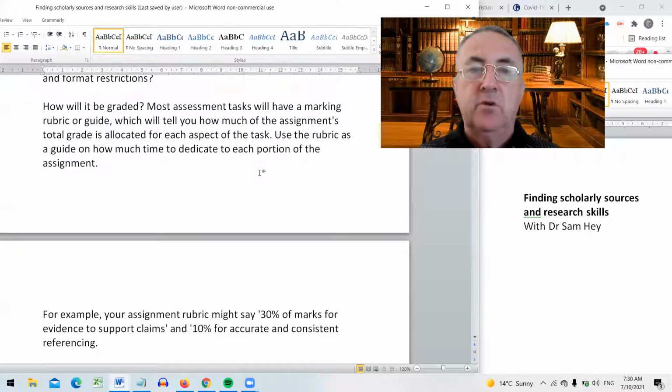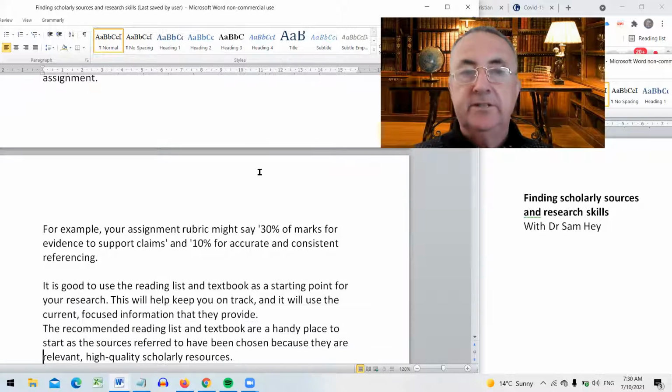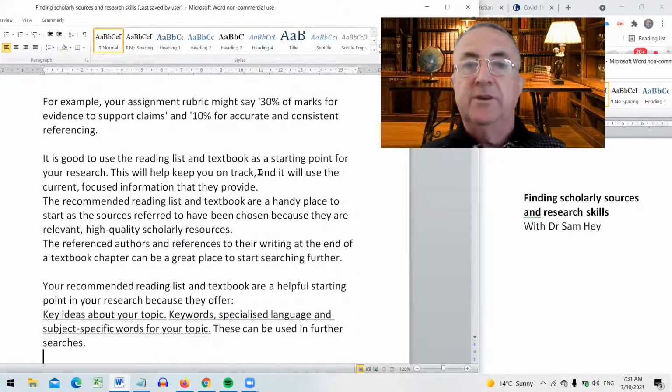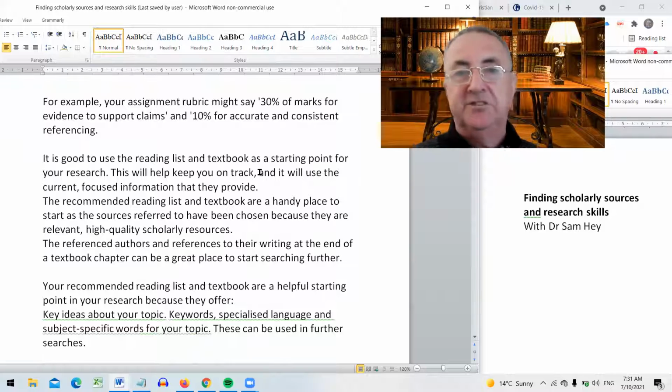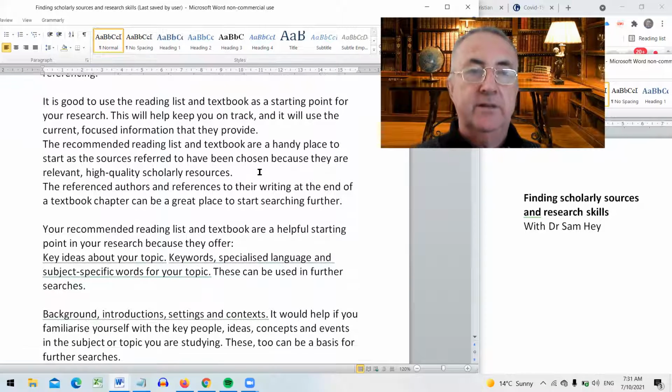This guide or rubric will tell you how much of the assignment's total grade is going to be allocated for different aspects of the task, and using the rubric as a guide on how much time you can spend or dedicate to each portion of the assessment task can be very helpful. Your assignment rubric, for example, might say that 30% of the marks are going to be given for evidence or supporting claims, but 10% for accurate, consistent referencing. So even though you need to spend time on the referencing, that shouldn't take up all of your time. You need to spend time gathering the information and looking for evidence.